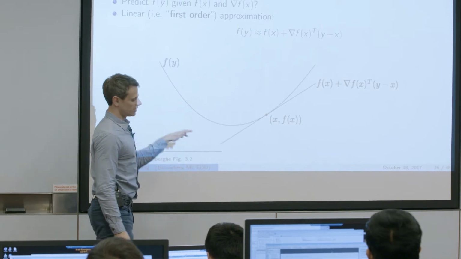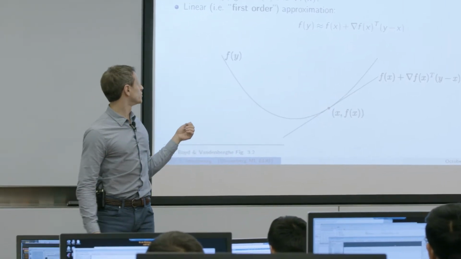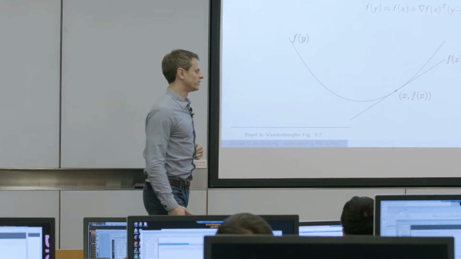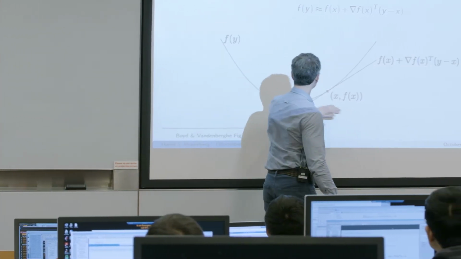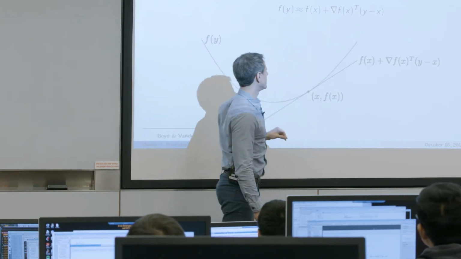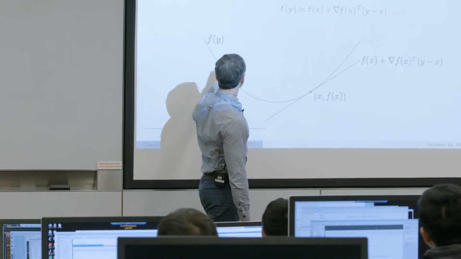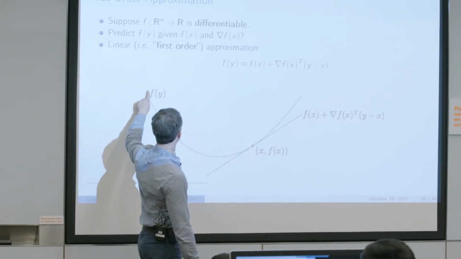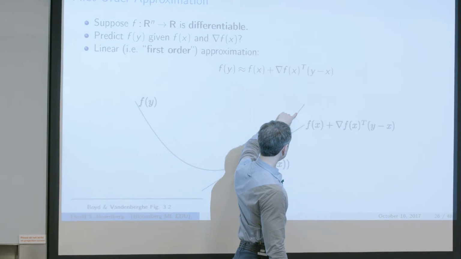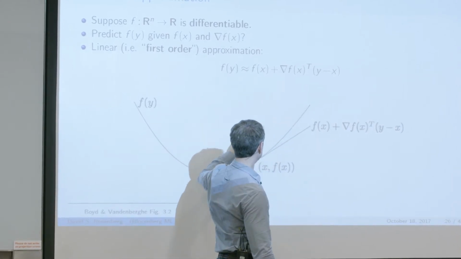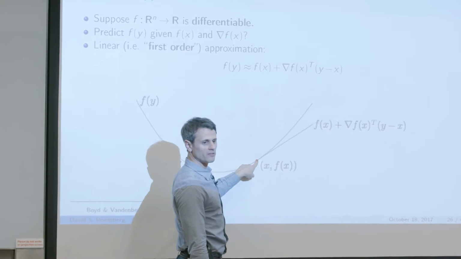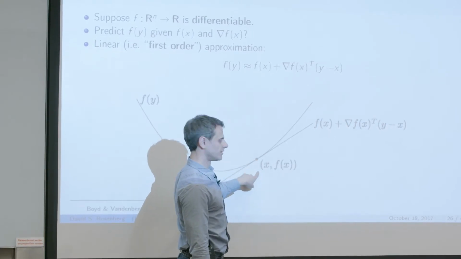So here's a function. What's the input domain of this function graph here? Reals. Yeah, the input domain is reals. So there's a function mapping from reals to reals. So the graph of the function is in R2. And we're trying to give predictions for values of the function f at any point y, say here, using information that we have about this function at this point x.